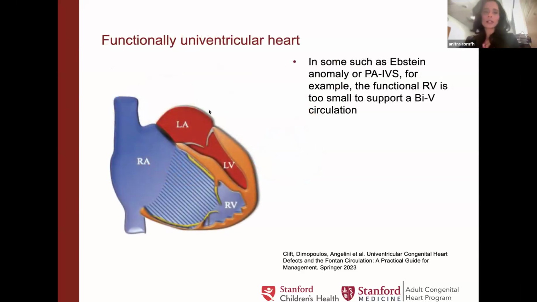And lastly, we talk about the functionally univentricular heart. The examples here are things like Ebstein anomaly, where you have a large atrialized RV and really a rudimentary RV that's not sufficient to support a circulation. And you can see this in PAIVS as well, or other types of lesions. And that's going to also lend itself to single ventricle palliation through a Fontan.